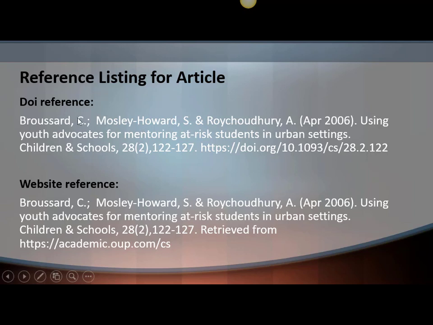When you have 3 or more authors, when you get to the last one, this indicates to me and the reader, this is your last author. End it with a period. This is the publication year. Now some articles or journals do not have the April. I would just have 2006.